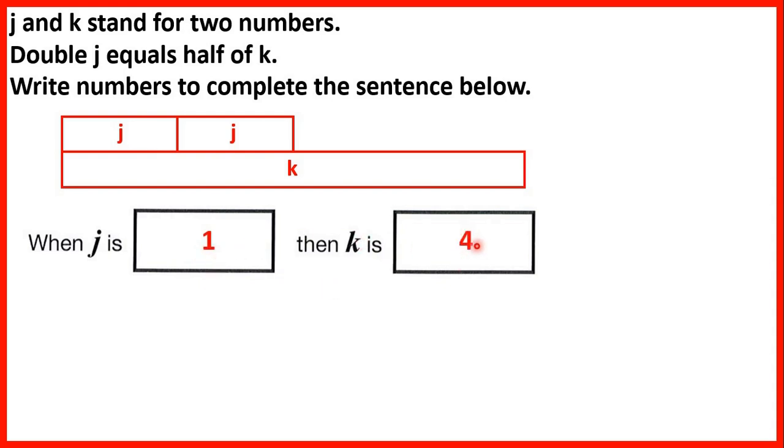There are lots of other possible answers for this. As long as K is 4 times as large, then you'll get the mark for this question. So you could have when J is 2, then K is 8, because 8 is 4 times 2. You could have 3 and 12, 4 and 16, so lots of possible different answers here.